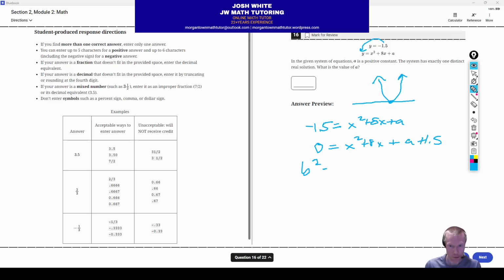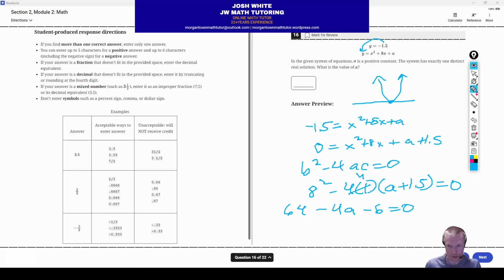So if you think about this, b squared minus 4ac, you get 8 squared. We want to set that equal to 0. 8 squared minus 4 times 1 times the a plus 1.5, and we just go ahead and solve this equation out. 64 minus, now you're going to end up distributing. So it's going to be minus 4a, and then negative 4 times 1.5, which would be negative 6. You get 58 minus 4a equals 0.